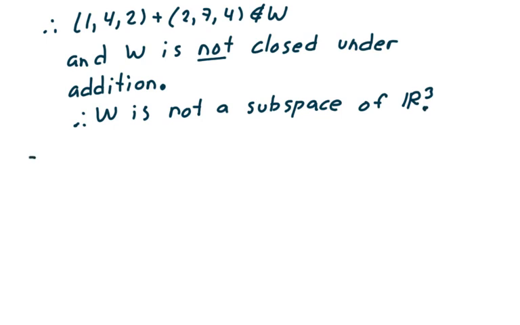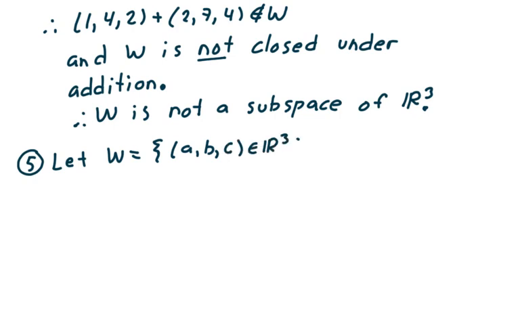Now, let's take a look at 5. Let W equal the set of all vectors, we'll say it this way, the set of all vectors (a, b, c) that belong to R3 such that if we look at the third component, you get 0. So the third component has to be 0.